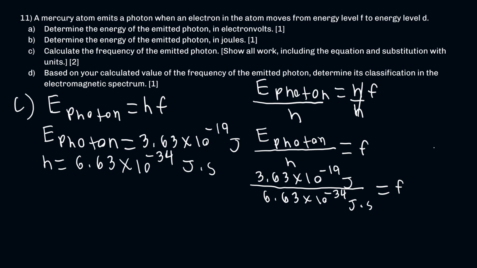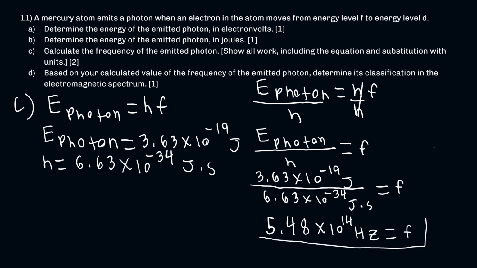So 3.63 times 10 to the negative 19th divided by 6.63 times 10 to the negative 34th. And you should end up with a frequency here of 5.48 times 10 to the 14th. And the unit for this is hertz. If you forget that, that is on the reference table with the electromagnetic spectrum. And that is my answer there for my frequency. So that is part C.